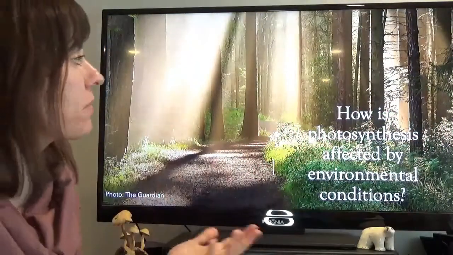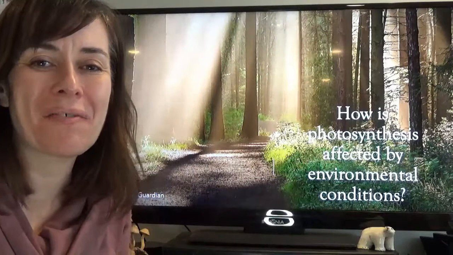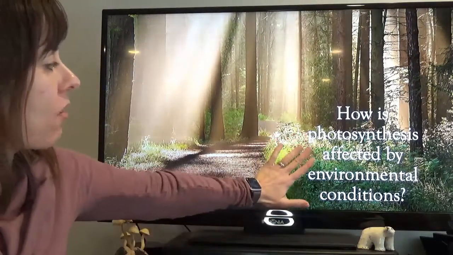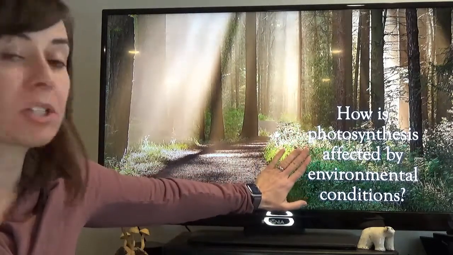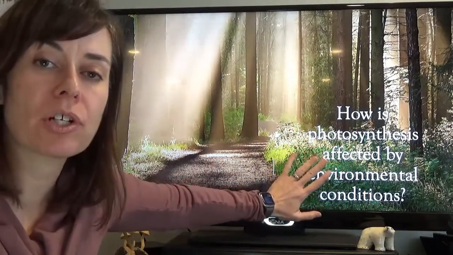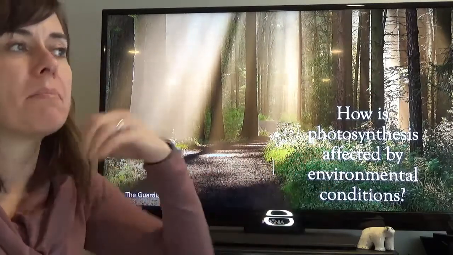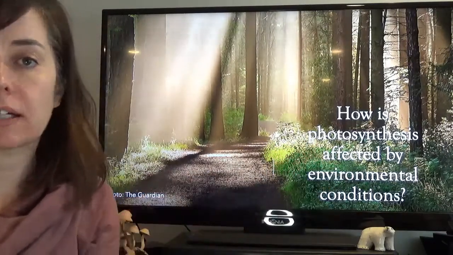Okay, so now that we've gone through some of those little oddities of our typical breakdowns, what we're going to look at is how photosynthesis is affected by environmental conditions and some of the amazing evolutionary strategies that have evolved to cope with environmental stress and maintain photosynthetic capacity.